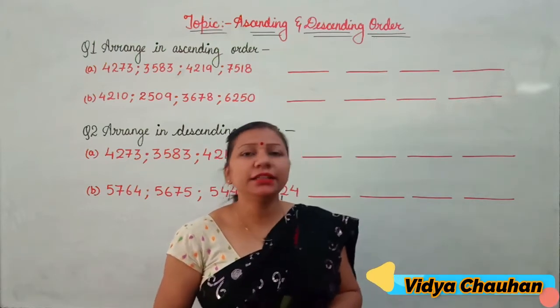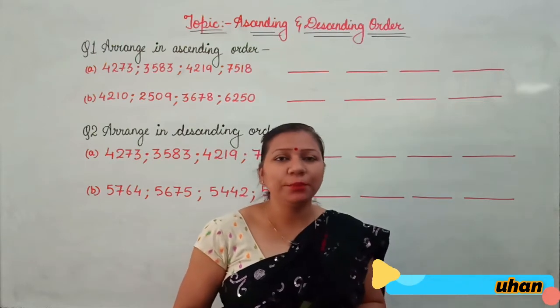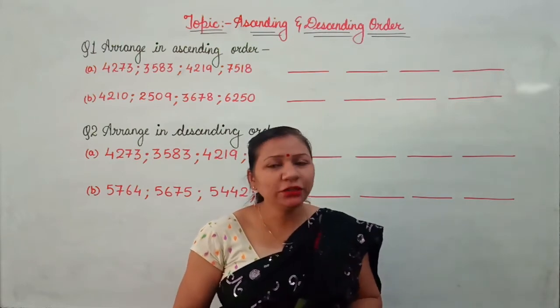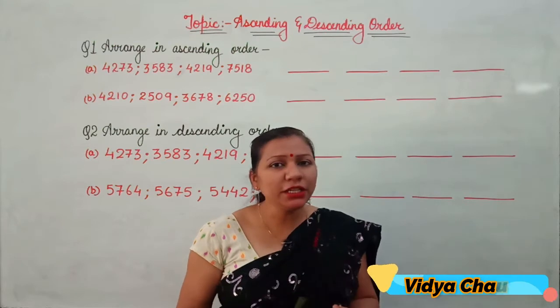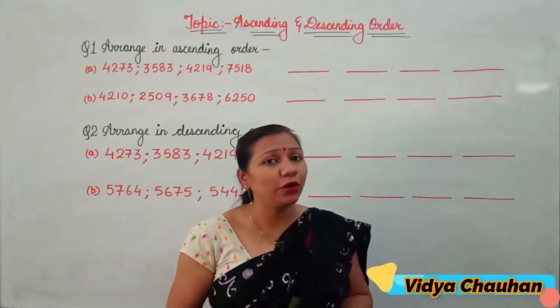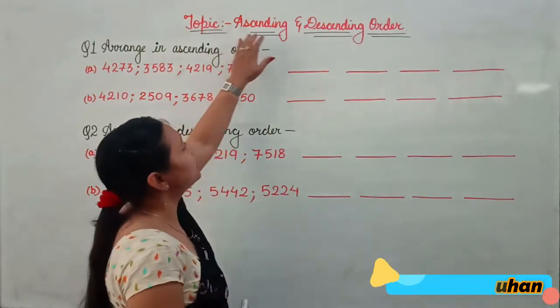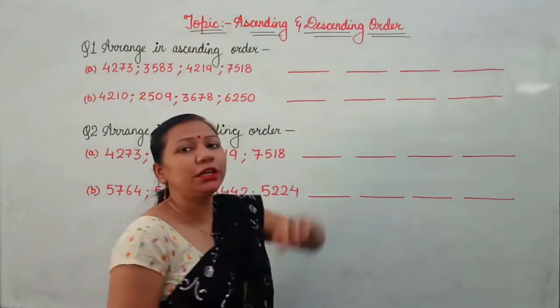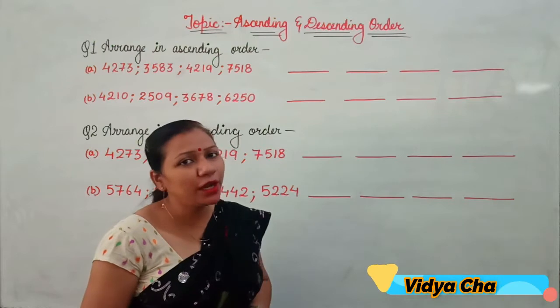After understanding the concept of comparing numbers, today we are going to discuss how to arrange the given set of numbers in its ascending and descending order. So today's topic is ascending and descending order for the given set of numbers.